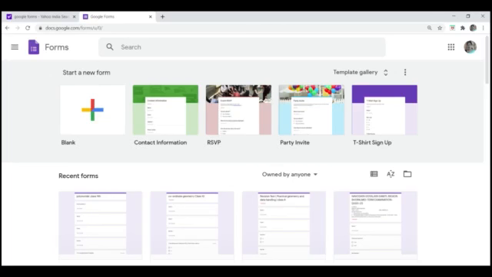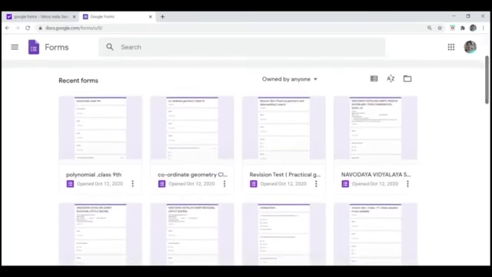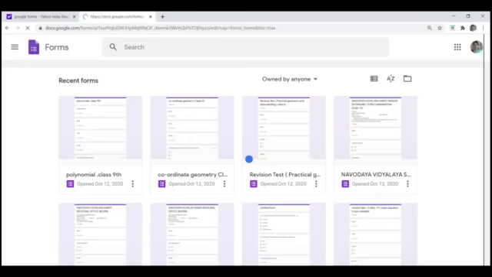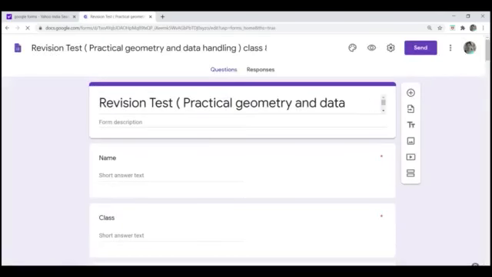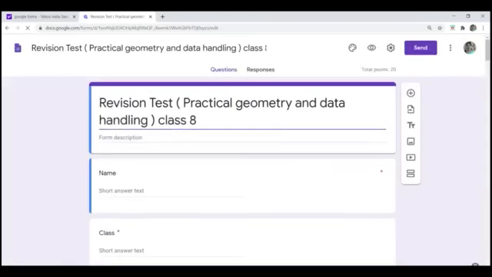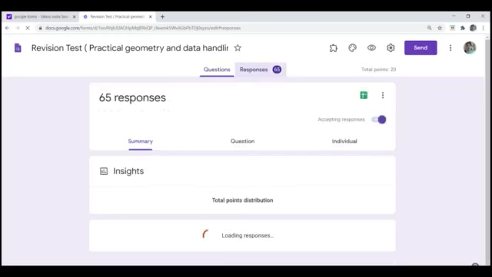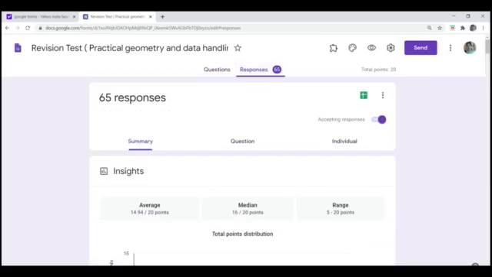I am using Google Forms. After completion of each topic, I am giving a question form in Google Form like this. This is the sample of a class 8 revision test. So these are the responses.